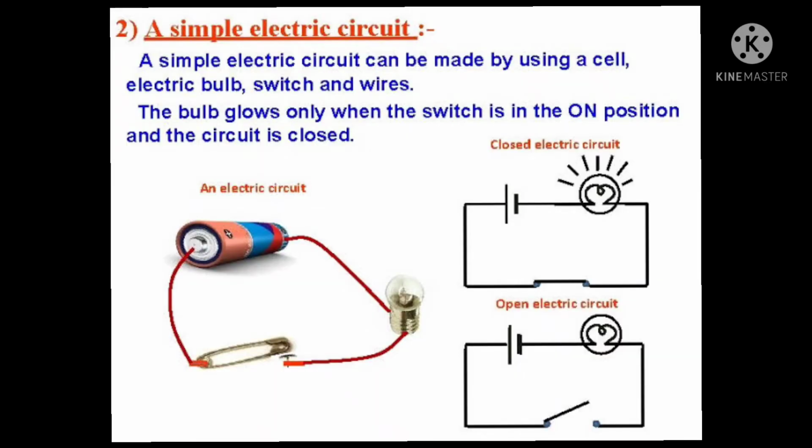A simple electric circuit can be made by using a cell, electric bulb, switch and wires. The bulb glows only when the switch is in the on position and the circuit is closed. There are two types of electric circuits: closed electric circuit and open electric circuit. In a closed electric circuit, the switch is in on position, the current flows through the circuit and the bulb glows. But in an open electric circuit, the switch is in off position, which means that the current does not flow through the circuit and the bulb doesn't glow.